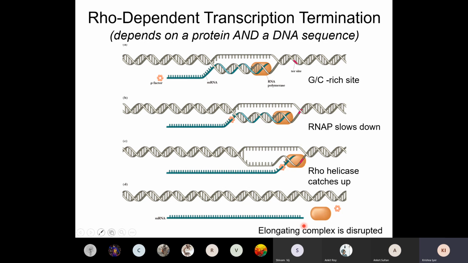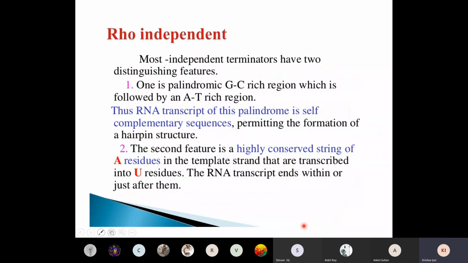Now, the other system, which is called Rho independent termination, here again you find something very interesting.